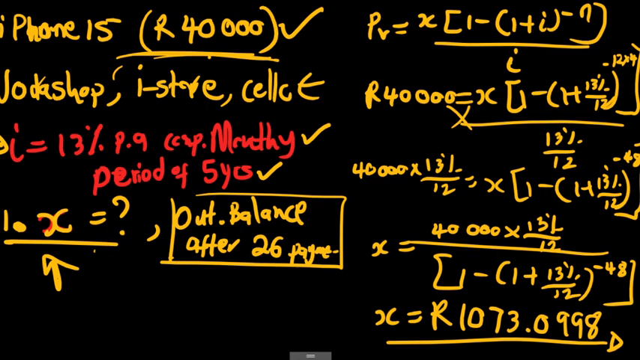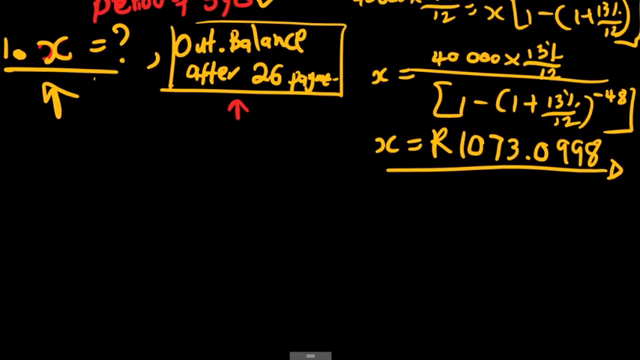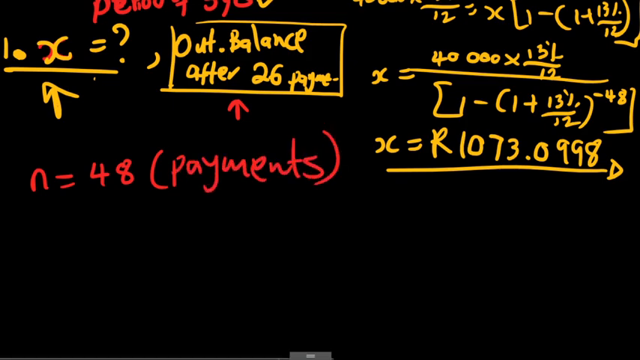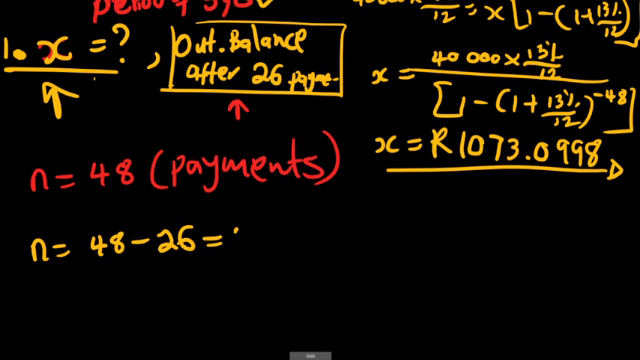Now the second part of the question says we should identify the outstanding balance. To write down the outstanding balance of this loan, we know that n is equal to 48 payments for the whole period, but we want to know the outstanding balance after 26 payments. So n is 48 minus 26, which equals 22. So these are the 22 remaining payments.